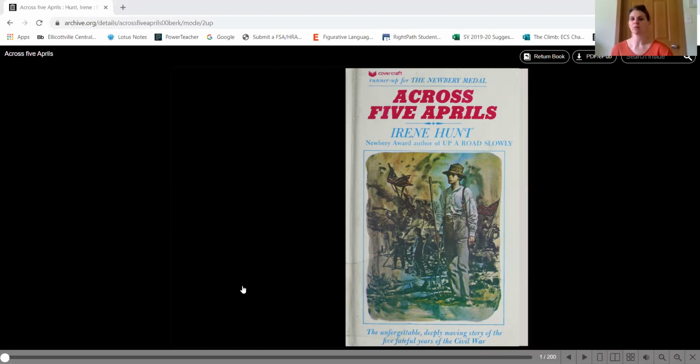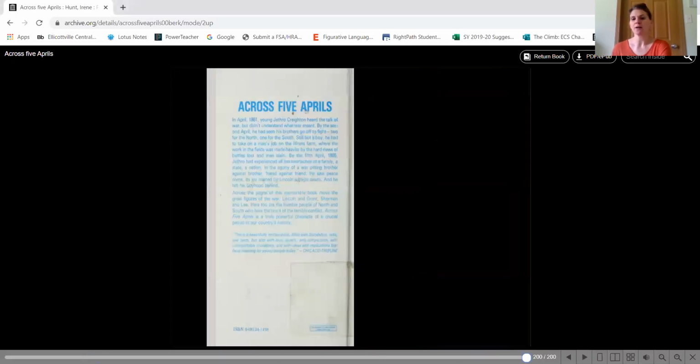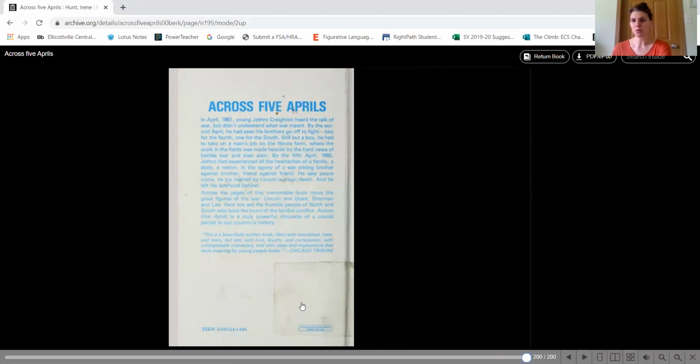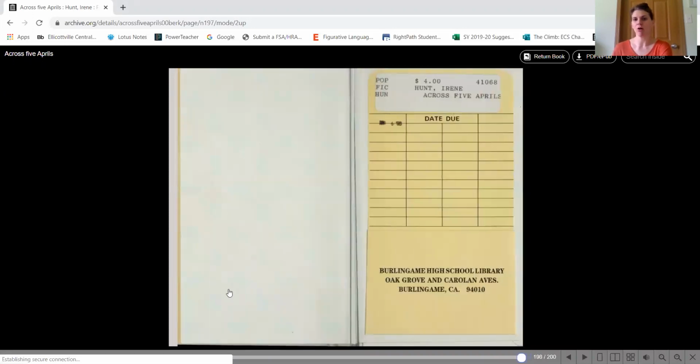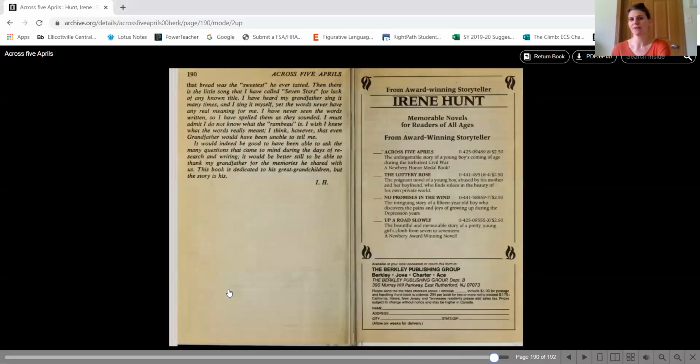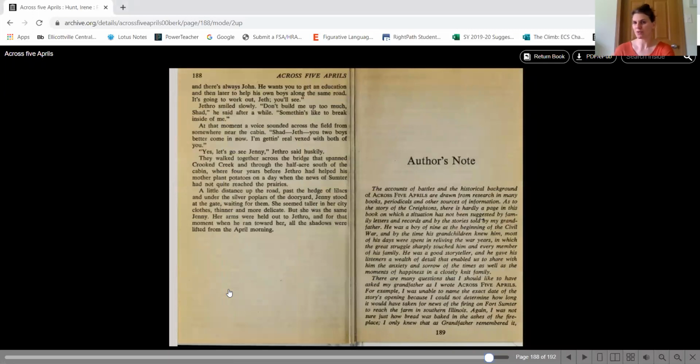The other thing that I would like to share with you before we begin, so this is actually a historical fiction book, so it's not all fact. I'm going to go to the very back where we have an author's note. We're going to read this together. So the author, Irene Hunt, had some inspiration for this book, and it's going to share in the author's note. So please read along with me.